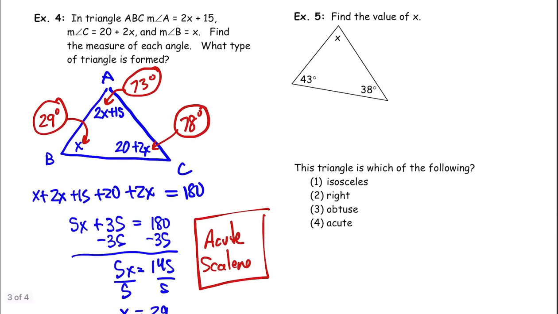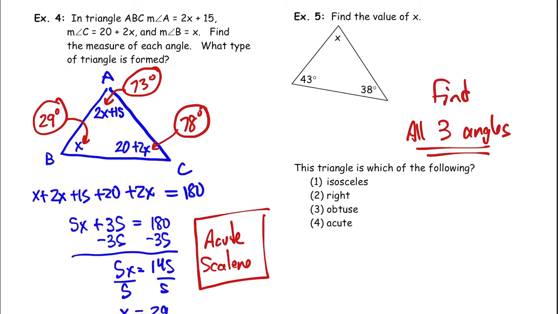All right, example 5. This is a simple question, but because it's multiple choice, students miss this quite often, unfortunately. And the reason is they forget to go back in and find the other angle. They just take a look at 43 and 38 and think that's enough information. Anytime you have to classify triangles, you need all 3 angles.